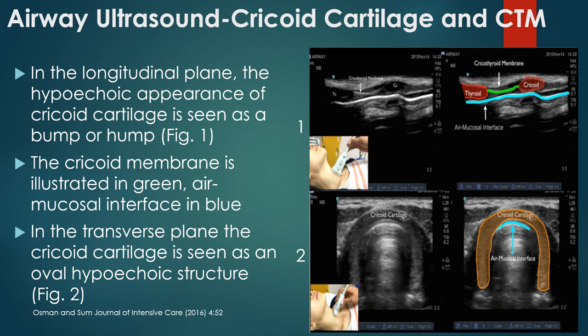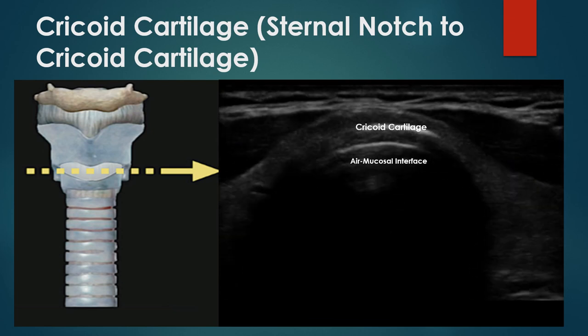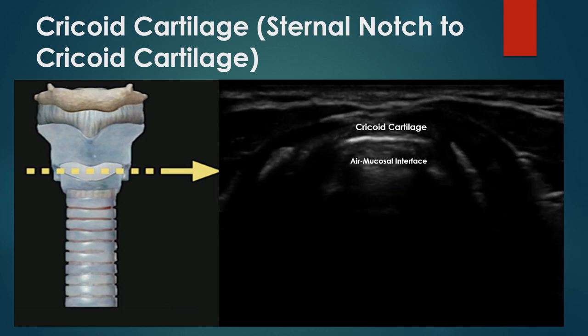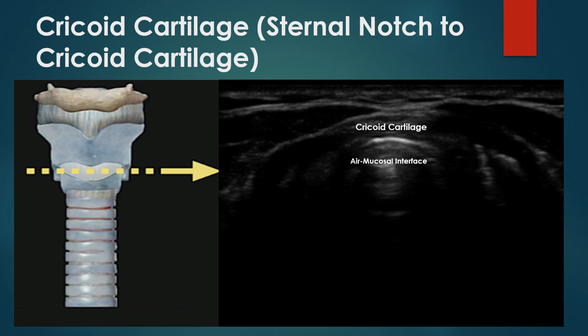In the transverse plane, cricoid cartilage is seen as an oval hypoechoic structure here. There's the cricoid cartilage, and there's this air mucosal interface here just below it in some reverberation artifact. Tracheal cartilage in the transverse plane is viewed as an inverted U-shaped structure bordered posteriorly by a hyperechoic undeviating strip line, the air mucosal interface. In this particular view, we're looking at the cricoid cartilage, which is best seen as we move cranially. It's shown sonographically as a C-shaped mixed echoic structure much thicker than the tracheal cartilages, with a similar hyperechoic strip line of air mucosal interface directly beneath it.